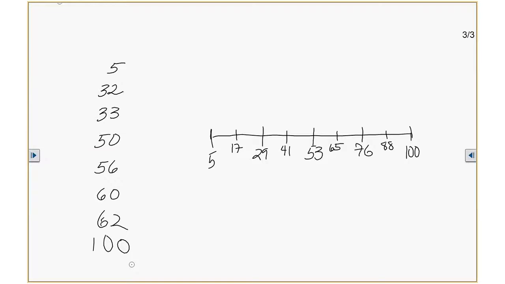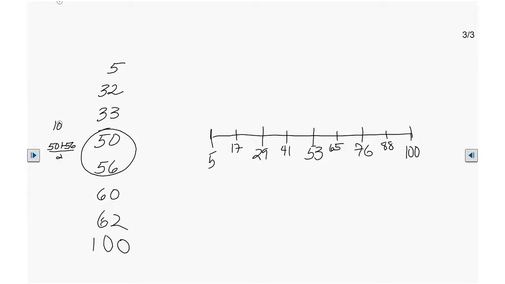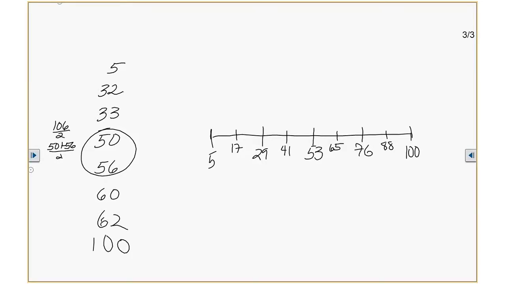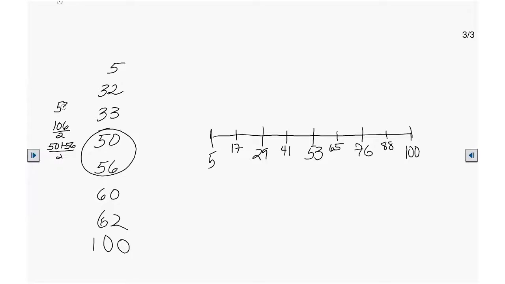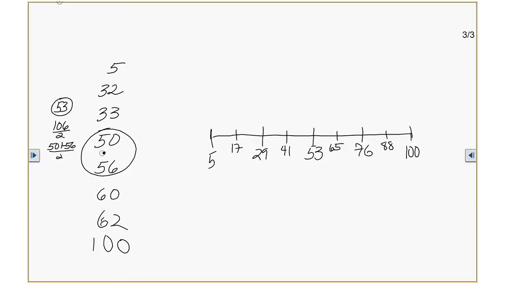So my median is the first one we have to calculate, because we can't find our box plot if we don't have our median. So 1, 2, 3, 4, 5, 6, 7, 8. So we have to take these two numbers and do what? 50 plus 56 divided by 2. That's 106 divided by 2, which is 53. Equals 53. Now that 53 is right here. So 53 is our second quartile, or 50th percentile, whichever one you want to call it.